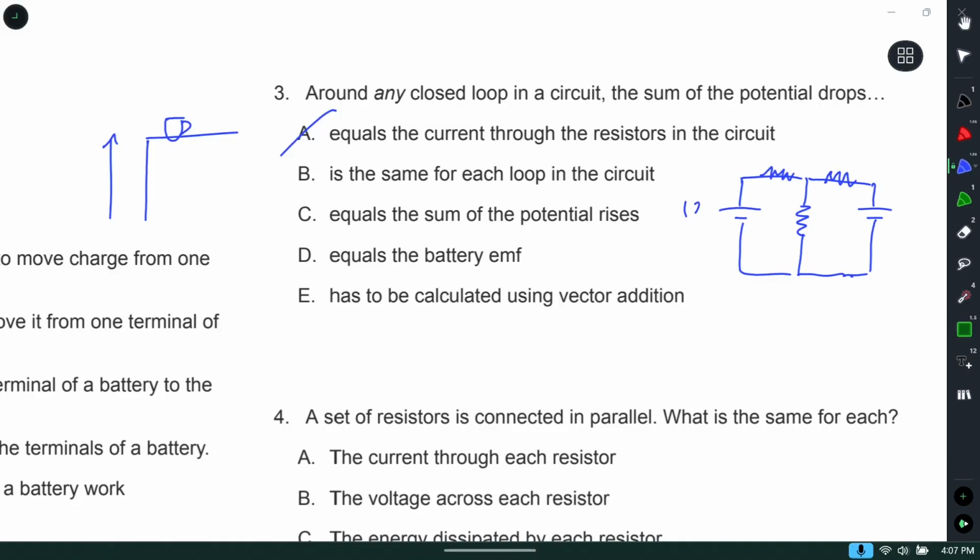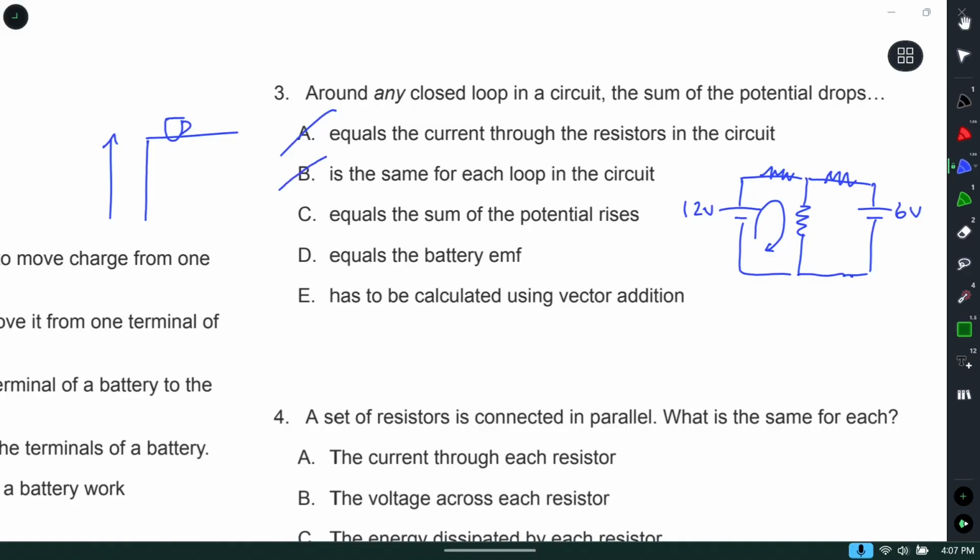If we have a 12-volt battery over here and a 6-volt battery over here, the potential rise in the first loop is 12 volts, and in the second loop is 6 volts. If in this case we're counting the other way, you would count it at least as a contribution of potential to that loop. That means around the rest of the loop we have to lose 12 volts somehow. Or in this right loop we have to lose 6 volts somehow. So it doesn't have to be the same for each loop in the circuit.